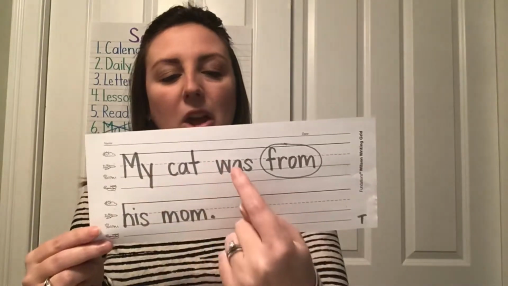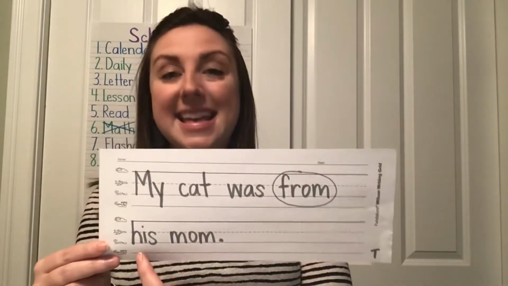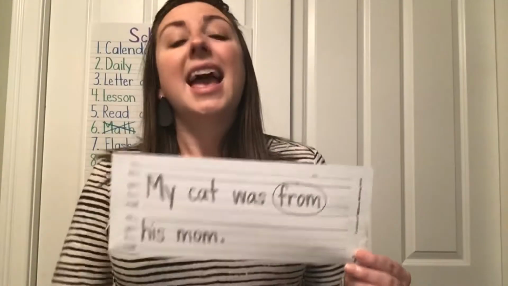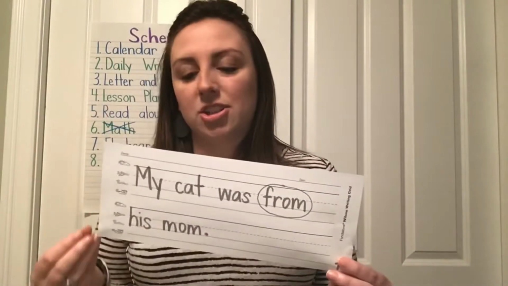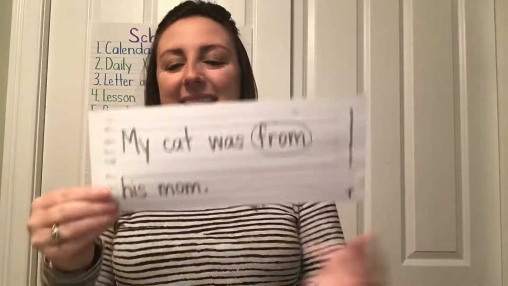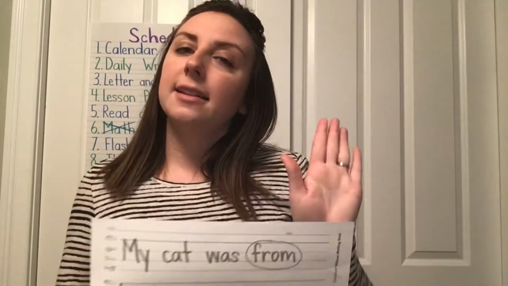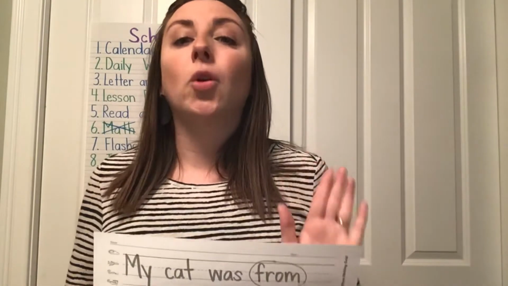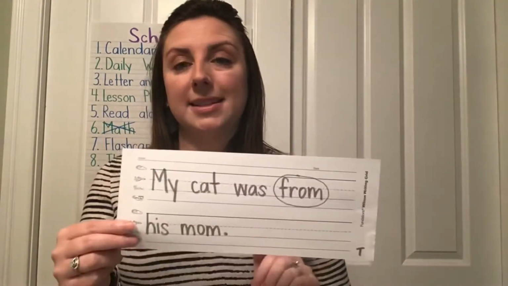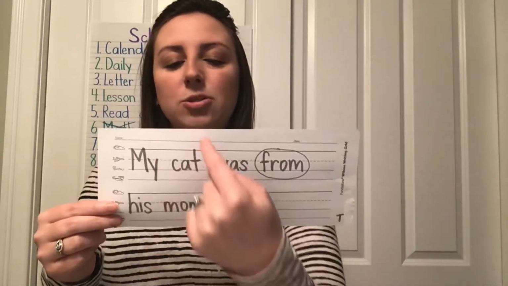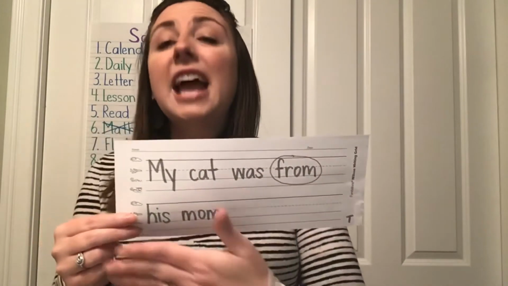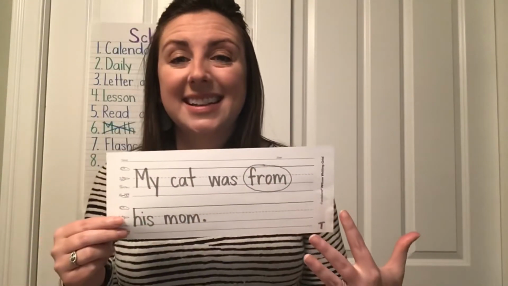Let's look at some more trick words. My, was, his. Those are all trick words that I hope we spelled correctly. And the other words, we can use our brain to stretch them out. Cat and mom. My cat was from his mom. Capital letter at the beginning, a period at the end because I said it normally, so I need a period to stop my sentence. Spaces in between my words. I formed my letters correctly.